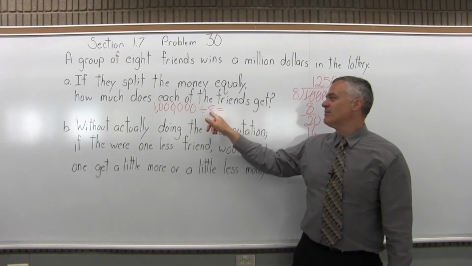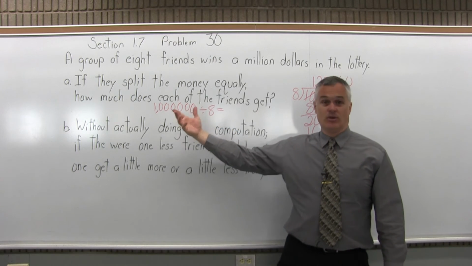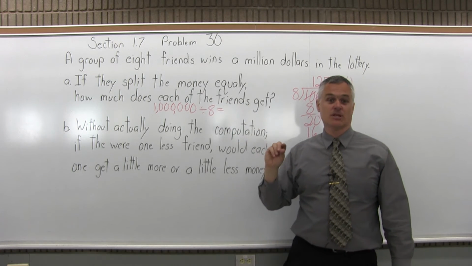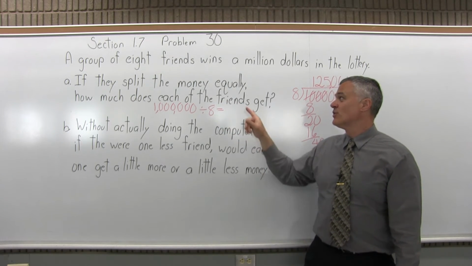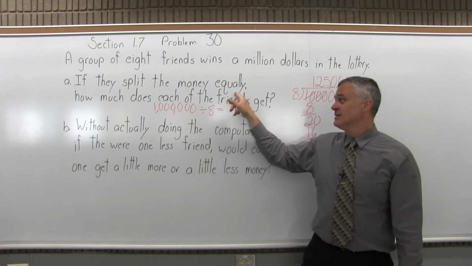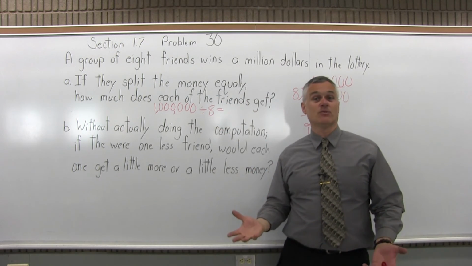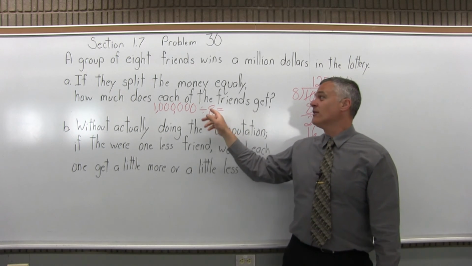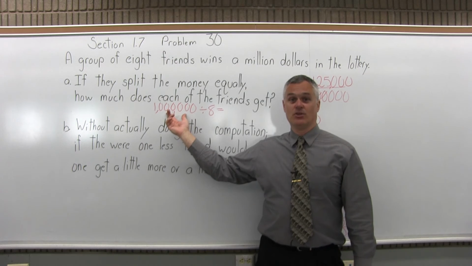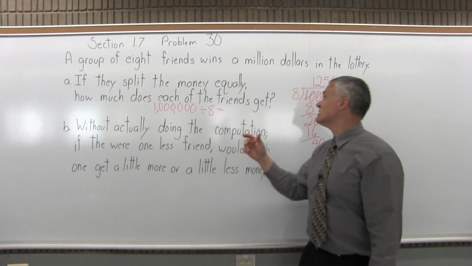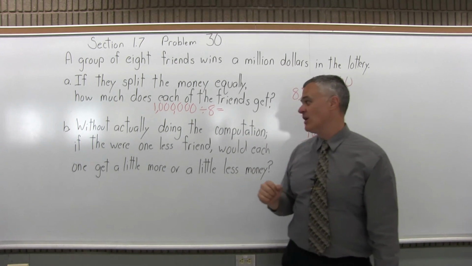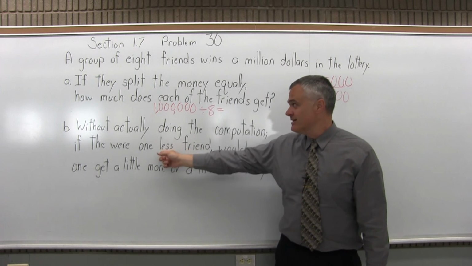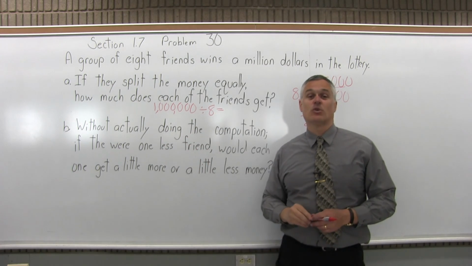As you divide by a smaller number, the result gets bigger. As you make the number you're dividing by bigger and bigger, the result gets smaller. So take it to the extreme. If you only have 2 friends sharing $1 million, each one gets $500,000. That's a lot more than $125,000. Whereas if you have 10 friends sharing $1 million, each one gets $100,000, which is less than $125,000. So as you make the number you're dividing by a little smaller, the answer for your division problem is a little bigger.